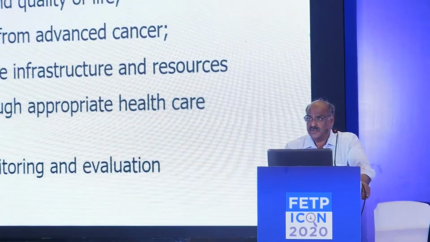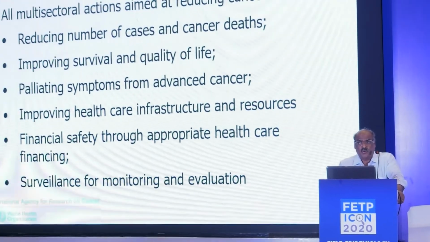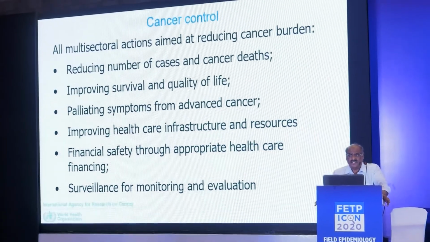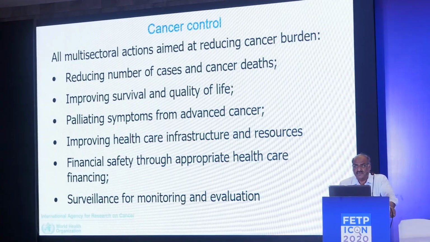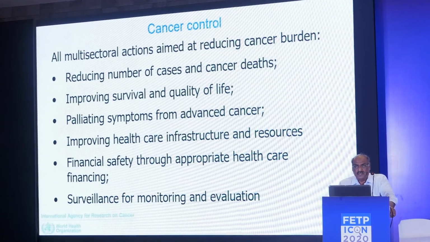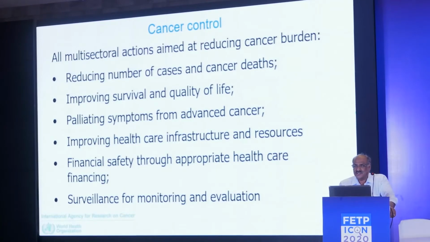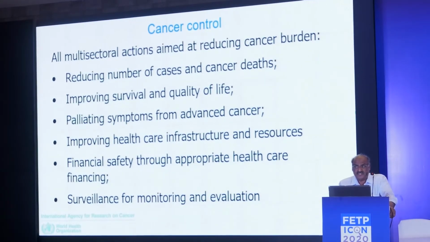Cancer control is defined as any action, a multi-sectoral action, which targets reducing the number of cases and cancer deaths. This is very important: reducing the incidence and mortality, improving survival and quality of life. The single most important outcome that we talk about in cancer is how a person survives and what quality of life he has. Several cancers present in advanced stages, so palliative care is very important. WHO had a major role in making palliative care an important aspect of cancer control. But in many countries, including many regions of India, palliative care is least available.